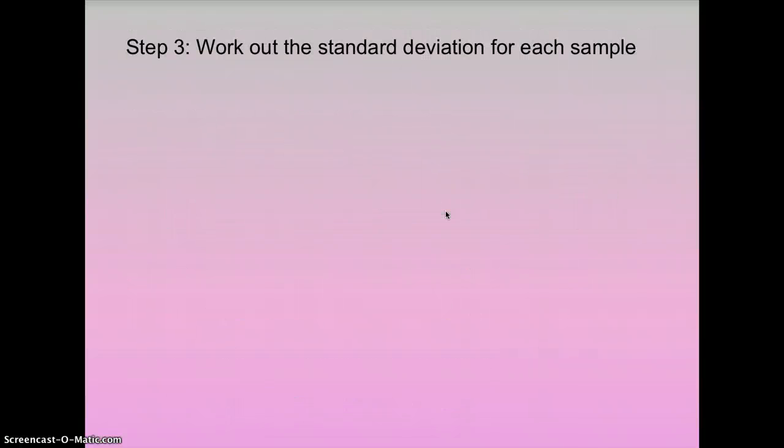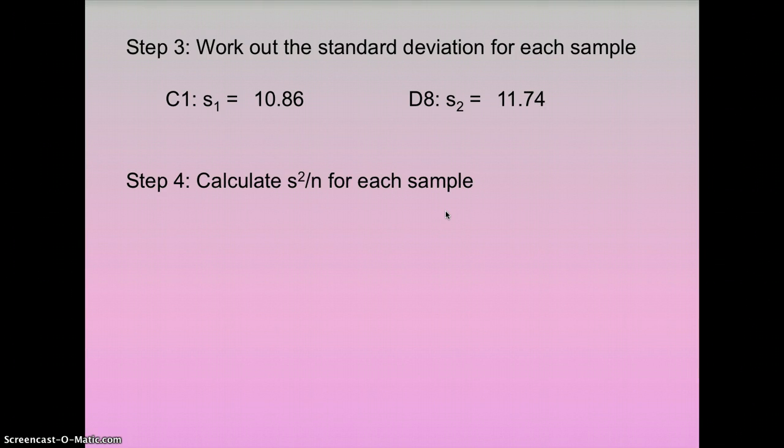The third step is to figure out the standard deviation for each sample. And again, if you need some help doing this, we can go back and review that. The standard deviation for the first sample is 10.86. The standard deviation for the second sample is 11.74. We then have to square that standard deviation and divide by the number of values in each sample.